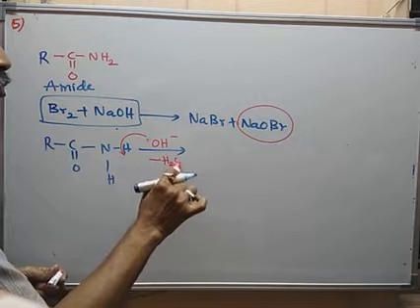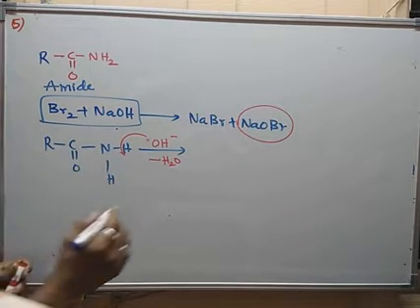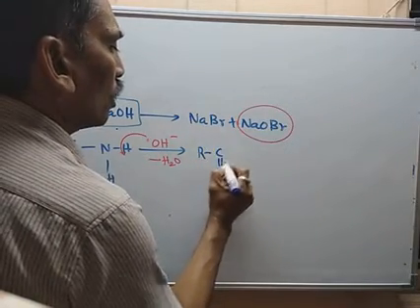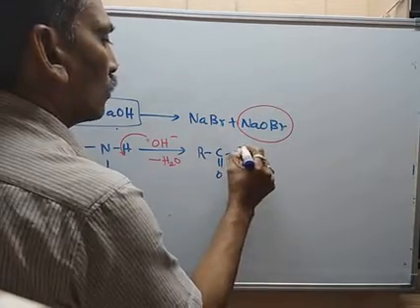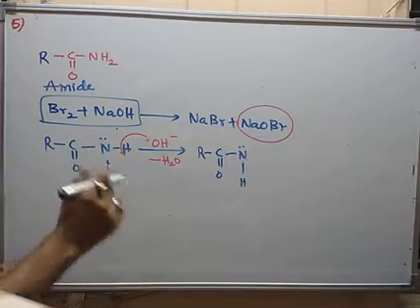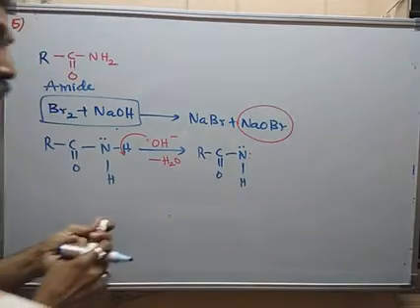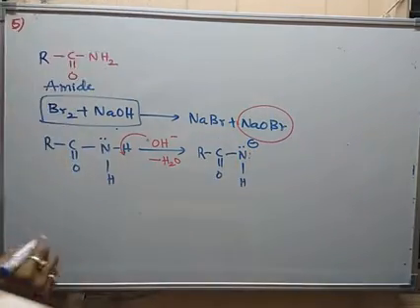When the water molecule is removed, what results? Nitrogen with a negative charge. R C double bond O N H, and already one pair is there, and the pair of the NH bond is also on nitrogen. Okay, then it has a negative charge automatically.